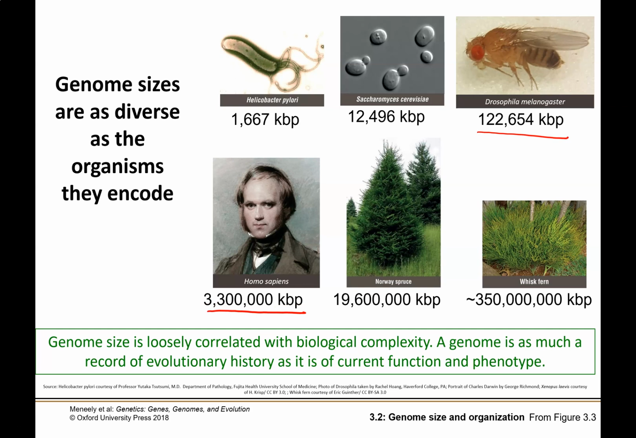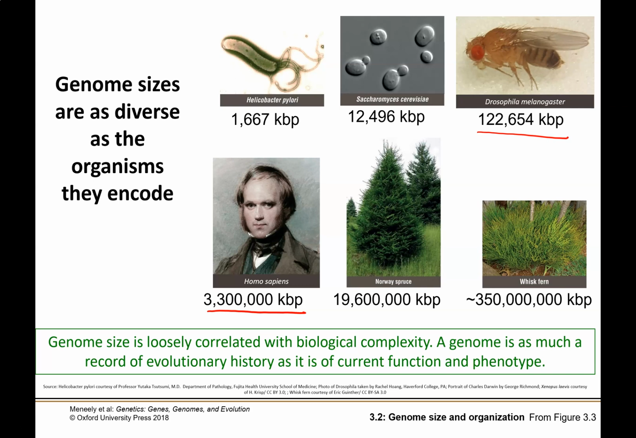And then plants in general tend to have very large genomes as well and may not necessarily be more complex. So this Norway spruce and this whisk fern, many people would probably argue are less complex than a human, but have a really huge genome. So genome size is loosely correlated with biological complexity, although there are examples in both directions. But in general, the more complex, the larger an organism is, the more genetic material they can contain.